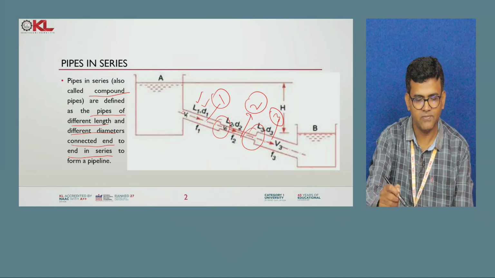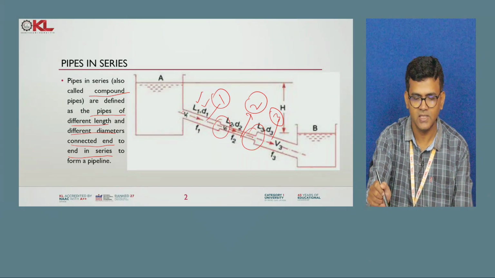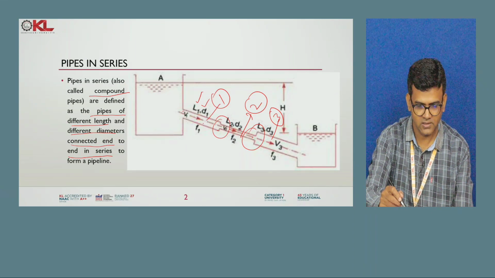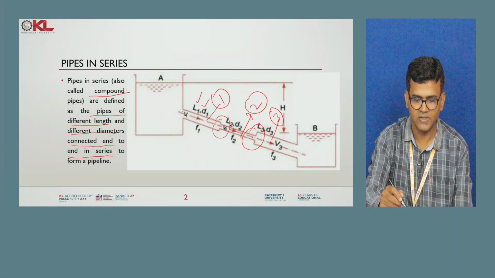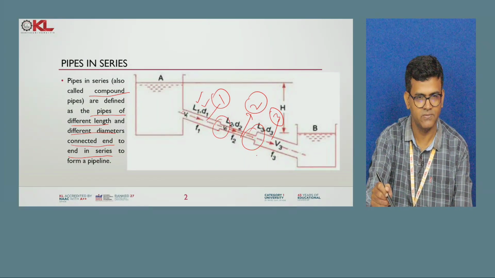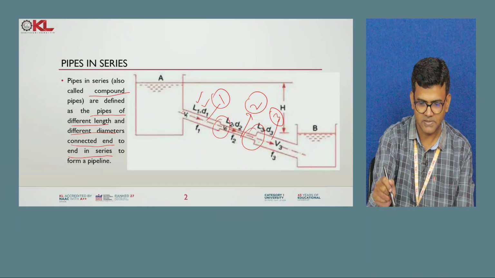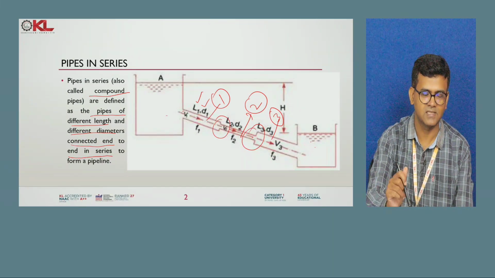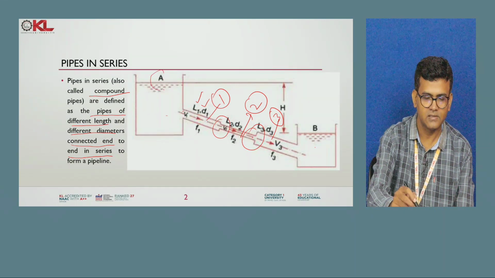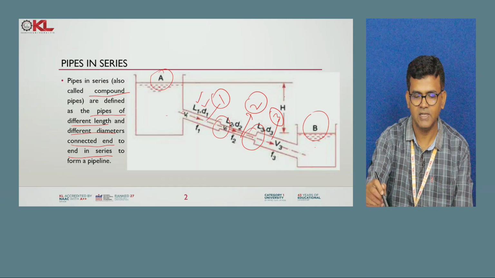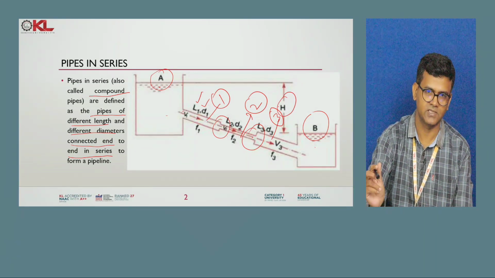Each pipe may have a different friction coefficient, or friction factor, or it may be the same. It depends on the pipe material. So here pipe 1 has friction factor F1, pipe 2 has friction factor F2, and pipe 3 has friction factor F3. And these pipes are connected between two tanks, tank A and tank B. The difference in the tank A and tank B water level is capital H.